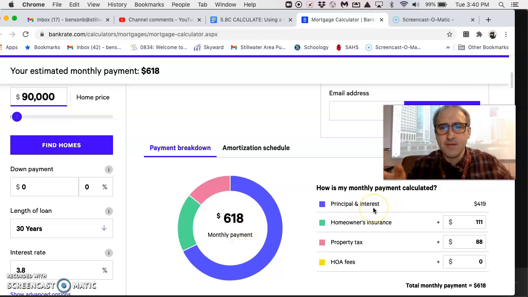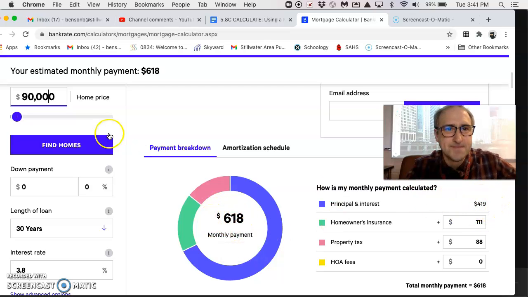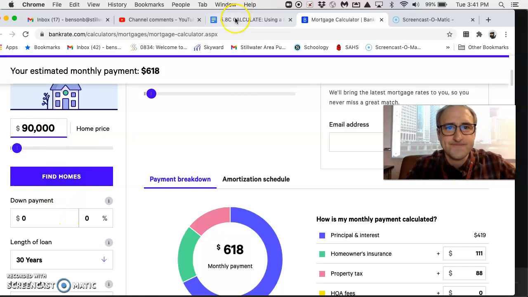The monthly principal and interest is $419, and that amortization schedule is calculated off of this information, not on homeowners insurance or property tax. This is what it costs to live in your house, but this is what it costs to actually buy your house. So you are going to guess and check by manipulating this information.